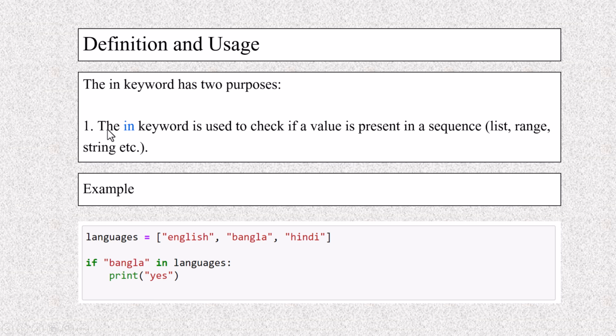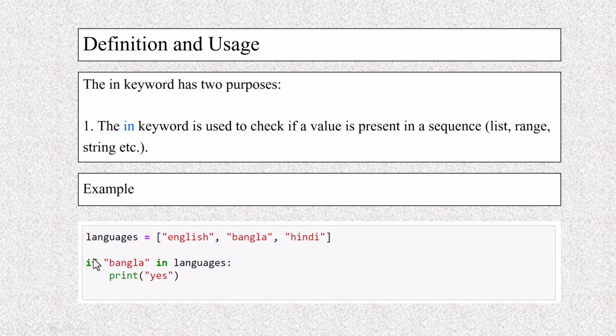The first one is that the in keyword is used to check if a value is present in a sequence, that means in a list or range or string or not. For example, in this code you can see that we have a list of languages, that is English, Bangla and Hindi, and if I want to check if a particular language is present in this list or not, then we can use the in keyword.